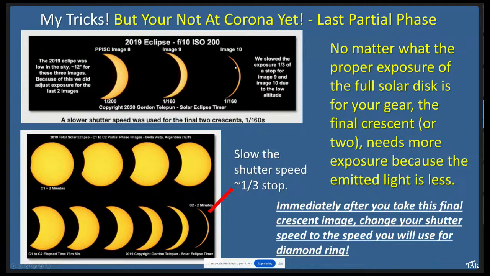And then the other trick for doing this manually is immediately after you take this shot. And the way I teach to take the partial phases, you'll take this 2 minutes before C2. Immediately after taking this shot, you have to change your shutter speed to the speed you will use for the diamond ring, because the next thing you're going to be imaging is the diamond ring. Well, how do you calculate that based on what I've taught you?